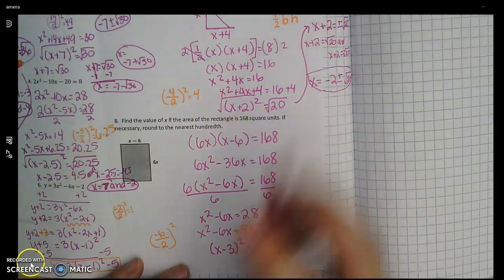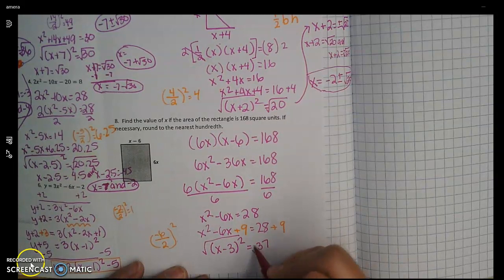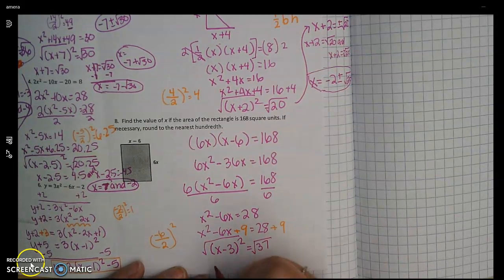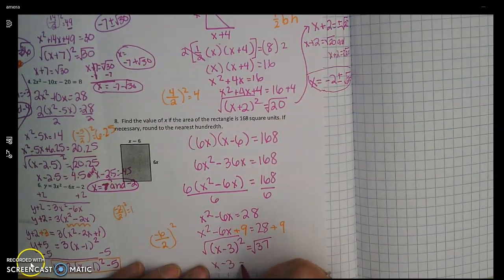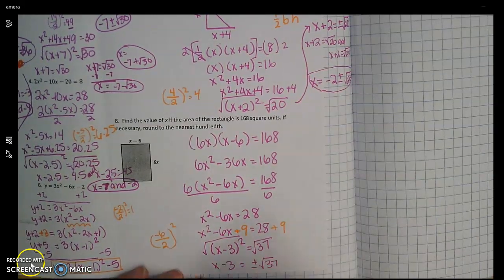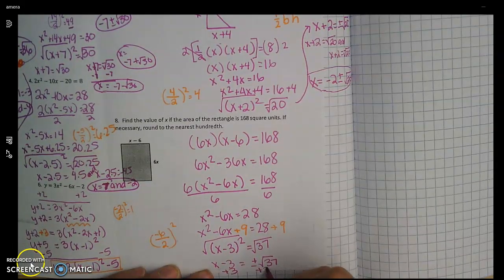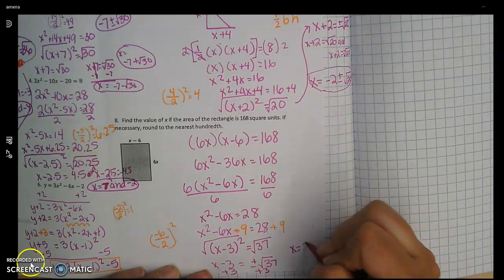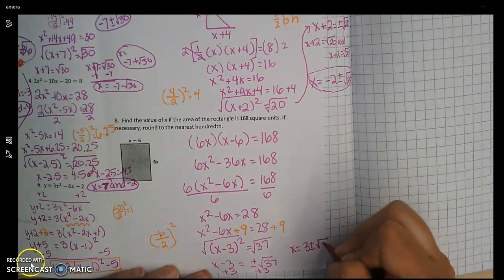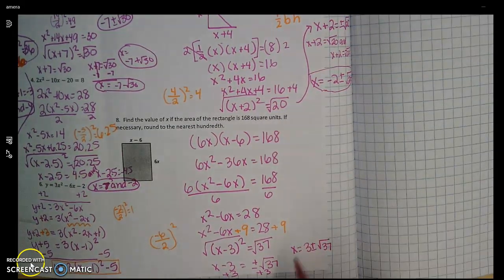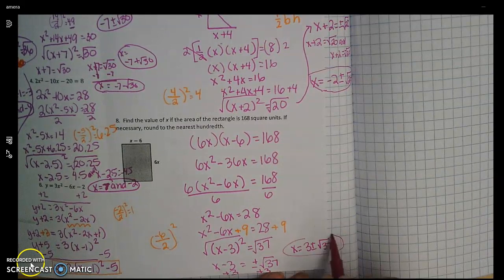Again, I'm going to do what I did up here. I'm going to find the square root of both sides, which gives me x minus 3 equals positive and negative the square root of 37. Last but not least, let's go ahead and add 3 to both sides, which gives me x equals 3 plus or minus the square root of 37. And 37 is prime, so we're going to leave it how it is.